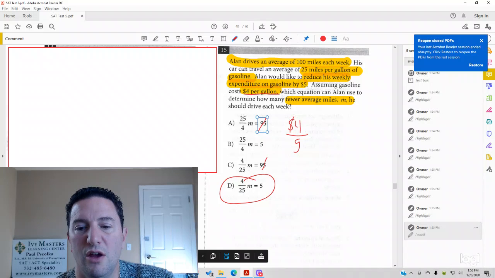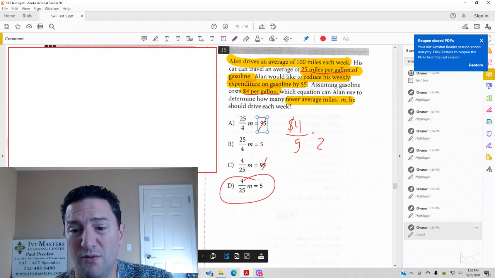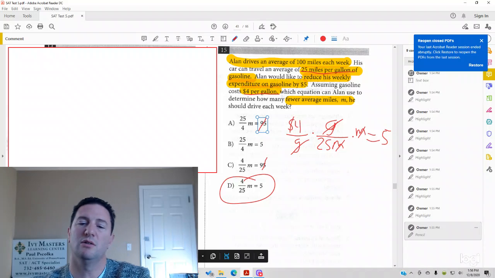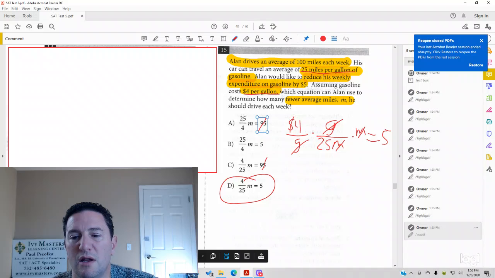And then if we're doing stoichiometry, what do we have to get rid of? We have to get rid of the G, gallons. What from up top has gallons in it? Notice 25 miles per gallon. And so 25 miles is going to be on the bottom and G is going to be on the top. So you could cancel the G's. And then if you multiply that by the number of miles, you'd cancel the M. You'd be left with a dollars unit and it equals 5. So it works out for D.